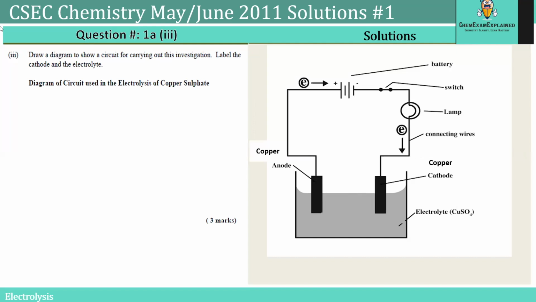1A Part 3. Draw a diagram to show a circuit for carrying out this investigation. Label the cathode and the electrolyte. So here we have our diagram, and we have our container containing the electrolyte copper(II) sulfate. We have the anode at the positive side of the battery, and we have the cathode at the negative side of the battery. We have our connecting wires, and we have a lamp, or we could use an ammeter that shows us that our circuit is on or working. And so your diagram must have a label for the cathode, which we have here, copper as the cathode, and the electrolyte is copper(II) sulfate.